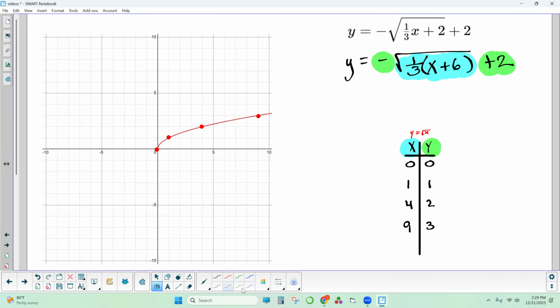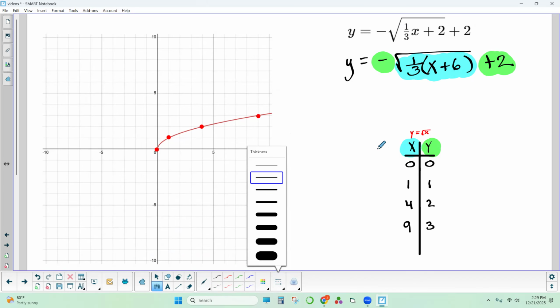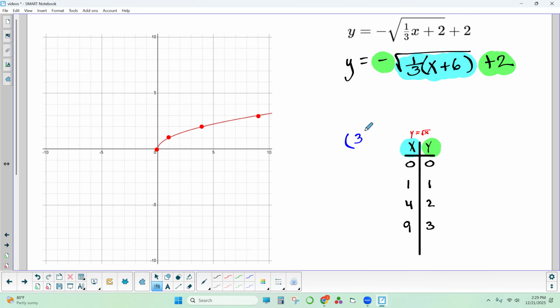All right, so let's finish this up. For x, I'm going to multiply by the reciprocal of 1/3, which would be 3, followed by the opposite of adding 6, which would be subtracting 6. And then for y, I'm going to multiply by -1 and add 2. Go ahead and apply this to your table, and then I will go over it in just a second here.